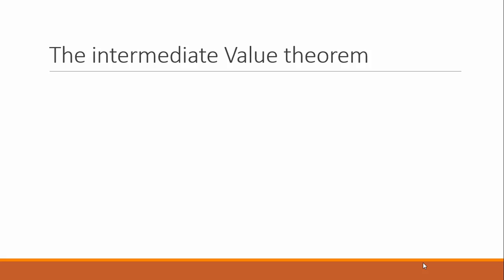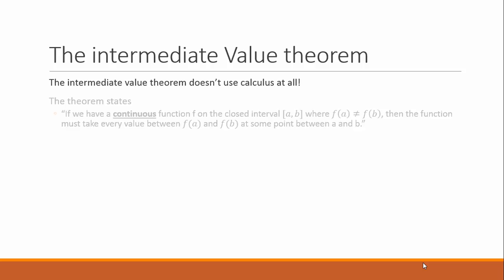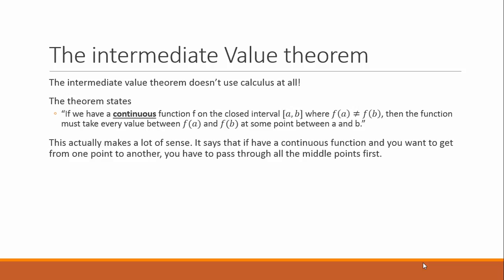Alrighty, so the first theorem, which you may have seen before, is the intermediate value theorem. The intermediate value theorem actually doesn't use calculus at all. Basically it just tells us that if we have a continuous function between a and b, and f of a and f of b are not the same, then the function must take every value between f of a and f of b at some point between a and b. This is actually not as complicated as it sounds.